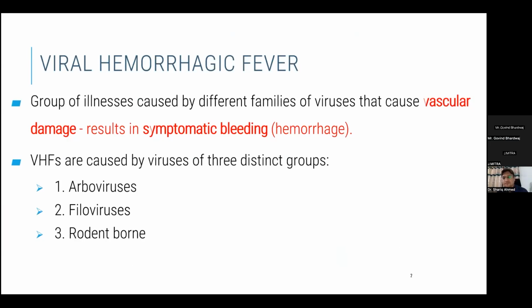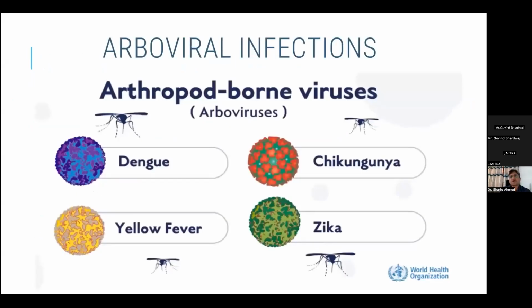These viral hemorrhagic fevers belong to three distinct groups: arboviruses, filoviruses, and rodent-borne viruses. Dengue fever comes under the arboviruses. There are filoviruses like Ebola and Marburg, and rodent-borne viruses like hantaviruses that cause viral hemorrhagic fevers. So basically, we will study the arboviruses, which include dengue fever. There are many arboviruses, like dengue fever, chikungunya, yellow fever, and Zika virus.